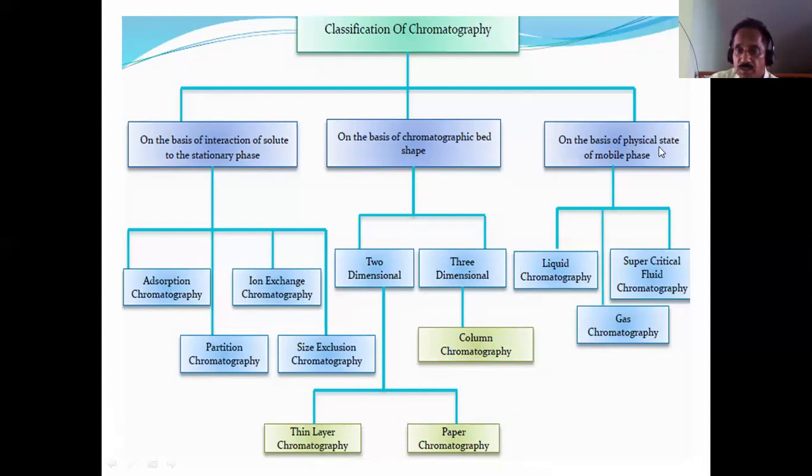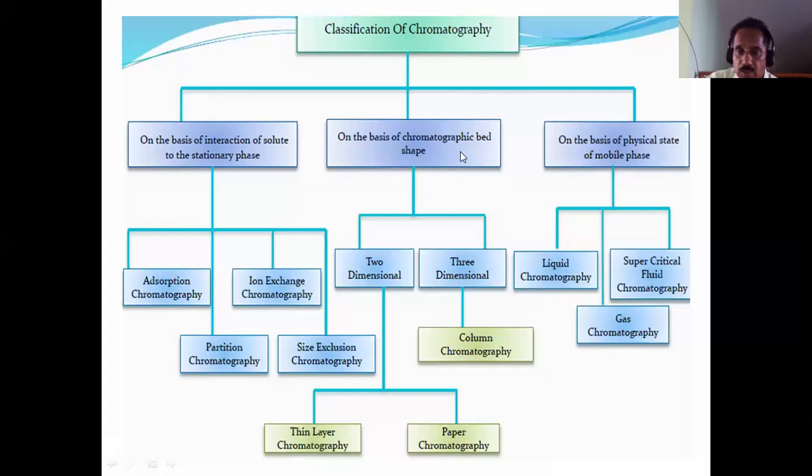On the basis of the physical state of the mobile phase, if there is a difference in the physical properties of the compounds of the mixture, that is called the physical state of the mobile phase. Once again, these are liquid chromatography, gas chromatography, or supercritical fluid chromatography. So on the basis of physical state, you can separate the compounds by liquid chromatography, LC, or supercritical fluid chromatography, SFC, or gas chromatography, GC, or GCMS.